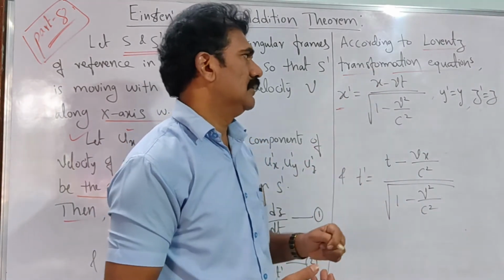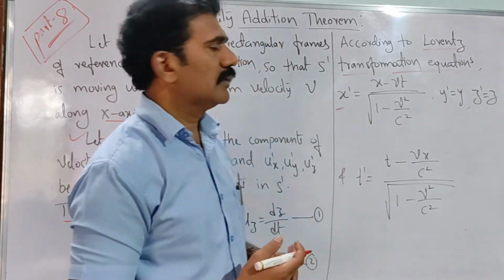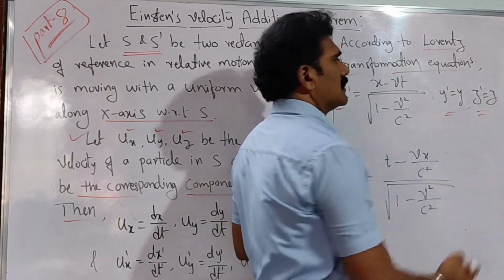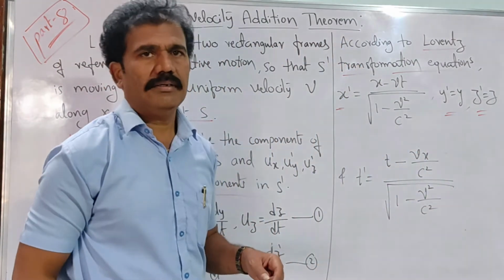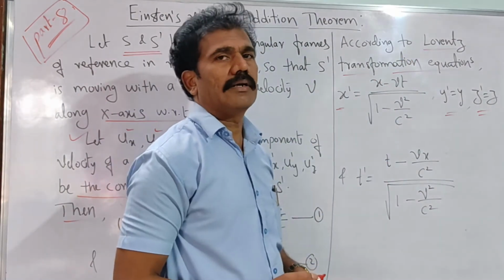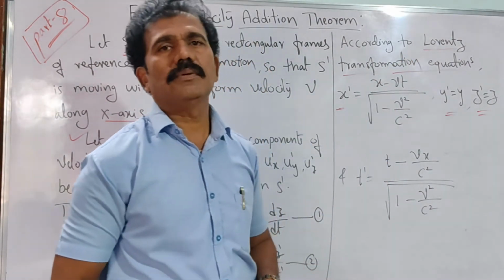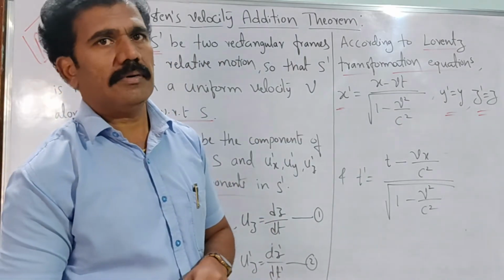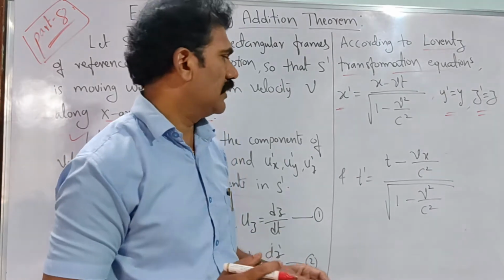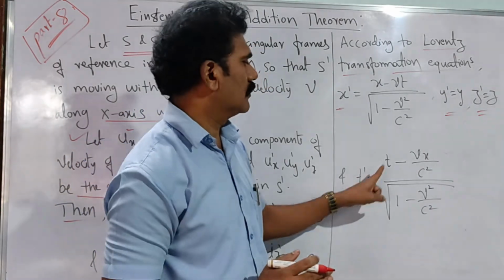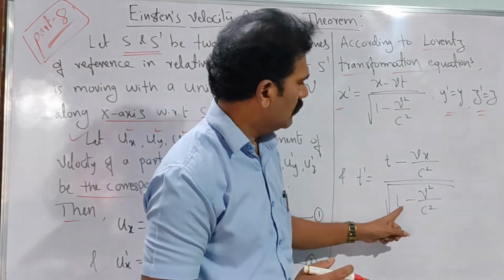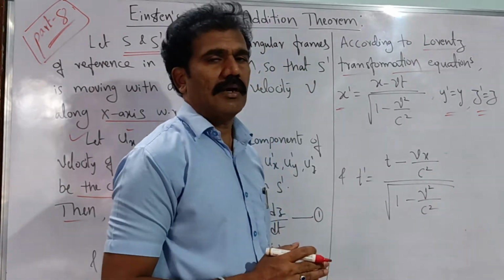They are not equal. Whereas, if the frame is not moving along the y and z axes, then y dash is equal to y and z dash is equal to z. We have also derived the equation for time according to the Lorentz transformation. In the Galilean transformation, t dash is equal to t, but in the Lorentz transformation, t and t dash are not equal. So t dash is equal to t minus vx by c square, divided by the square root of 1 minus v square by c square.